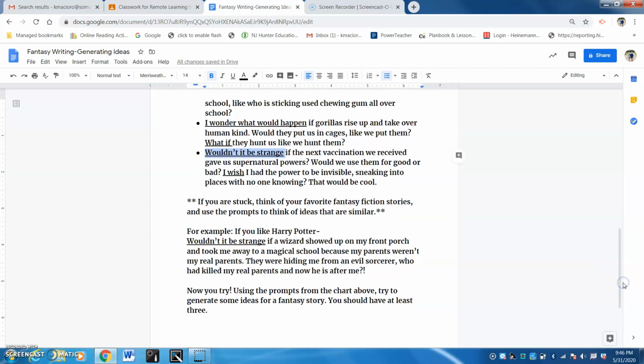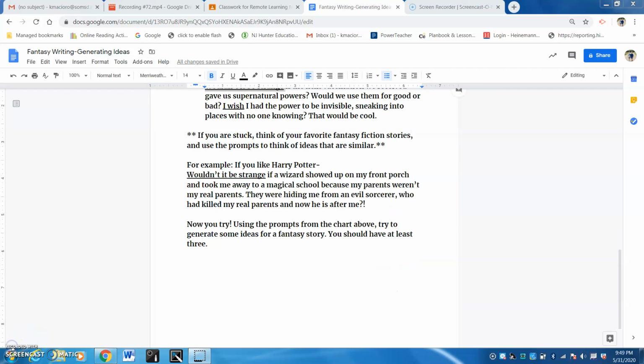Now what you're going to do is use the prompts from the chart above to try and generate some ideas for your own fantasy story. You should have at least 3 different ideas, so try and use 3 different prompts from the charts. Once again, you're going to use the prompts from the chart above to generate ideas for the fantasy fiction stories that you'll be writing for the next 2 weeks. Really take the time to use your creative thinking on this one.